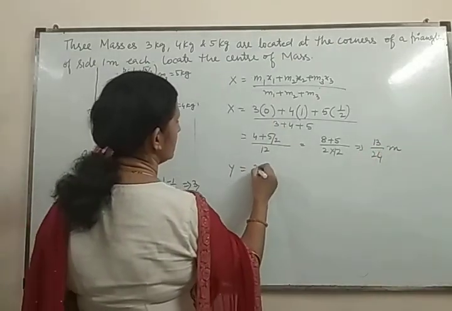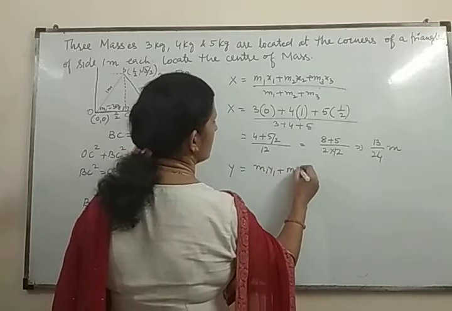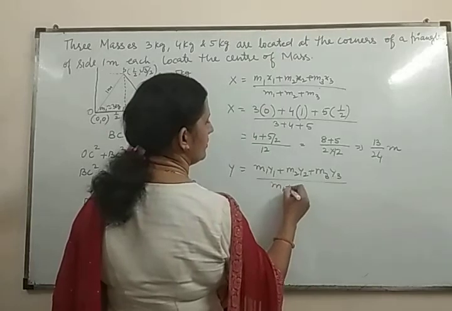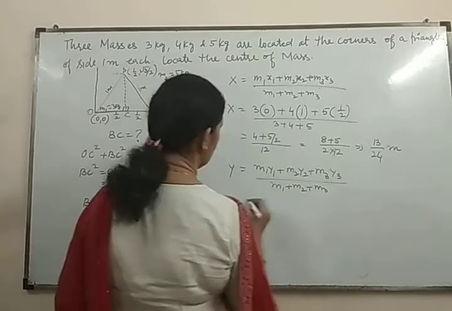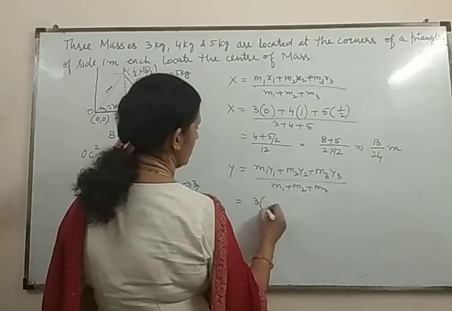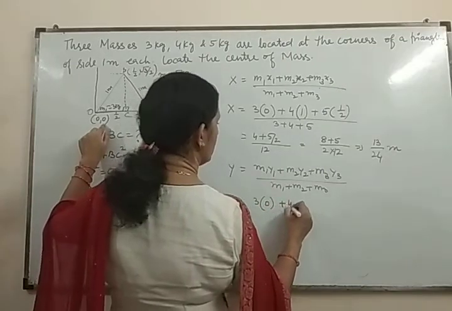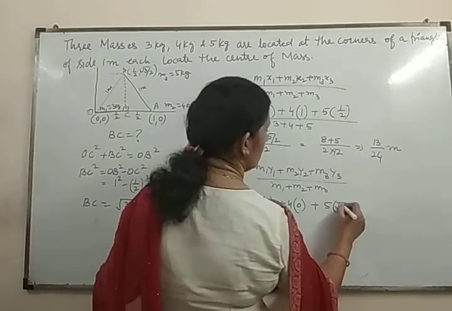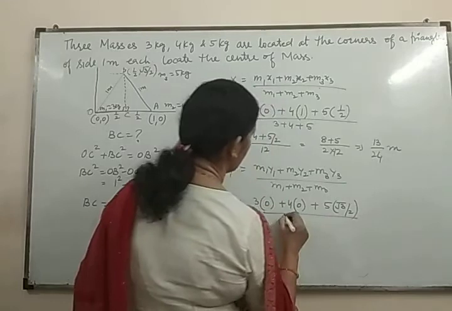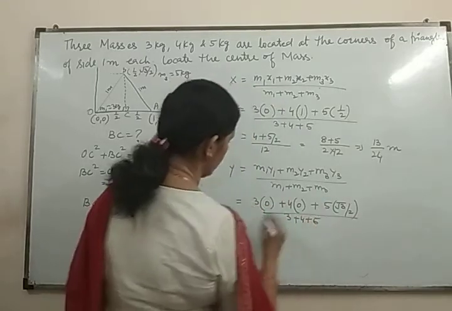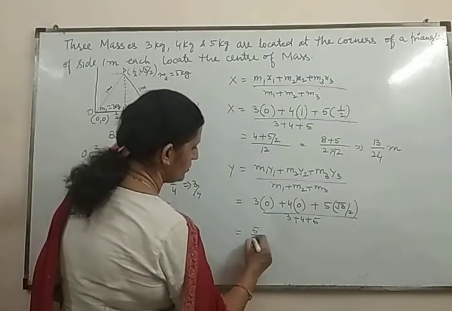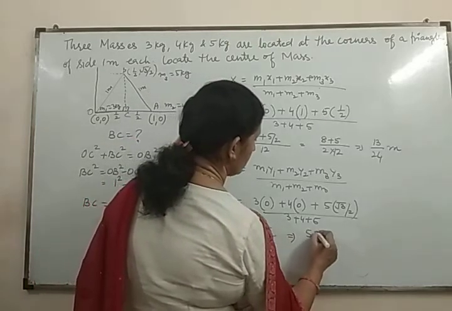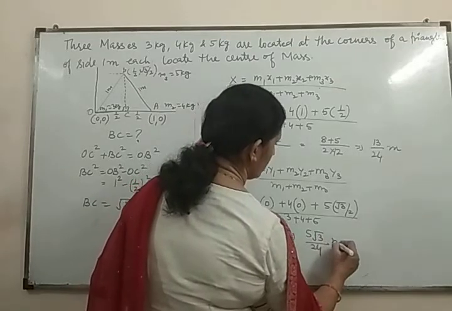For the y coordinate, take m1 y1 plus m2 y2 plus m3 y3, divided by m1 plus m2 plus m3. You will have 3 into y1, which is 0, plus 4 into y2, which is 0, plus 5 into y3, which is root 3 by 2, and divide by 3 plus 4 plus 5. The value is 5 by 2 into root 3 and 12. So your answer is 5 root 3 by 24 meters.